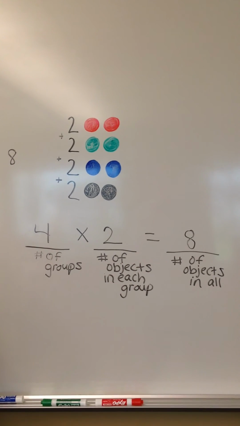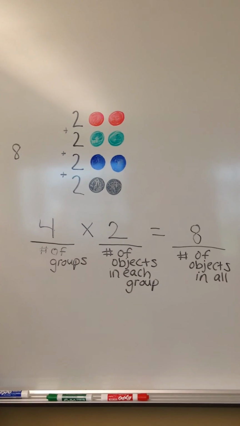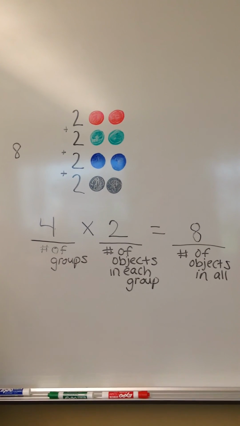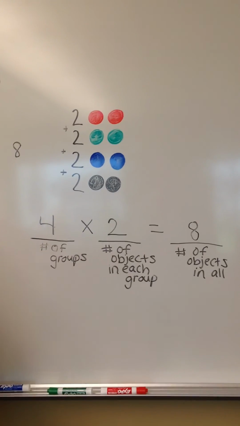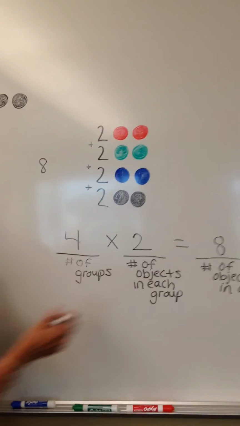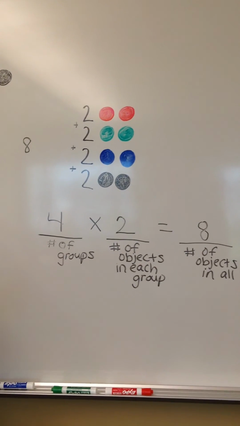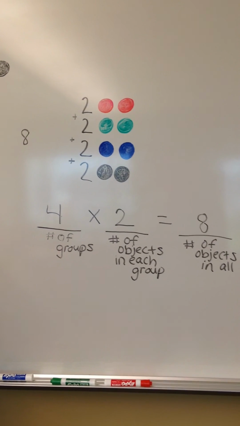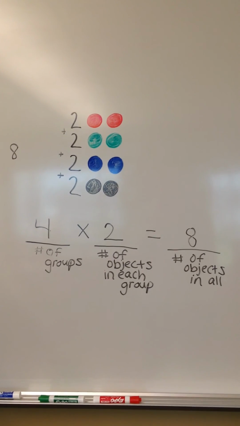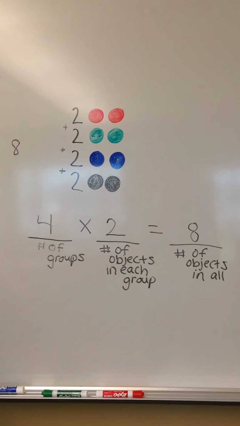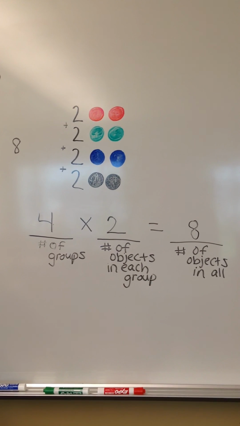Eventually, with enough practice, you will not have to add 2 4 times or skip count by 2 4 times. You will be able to just look at 4 times 2 and know automatically right away that 4 times 2 equals 8. And that is how you can more quickly add equal groups of objects to find out how many objects we have in all by multiplying, which uses repeated addition, adding the same number over and over again, and arrays.